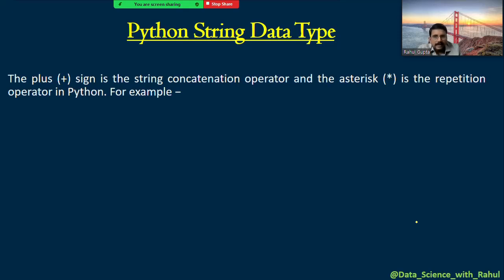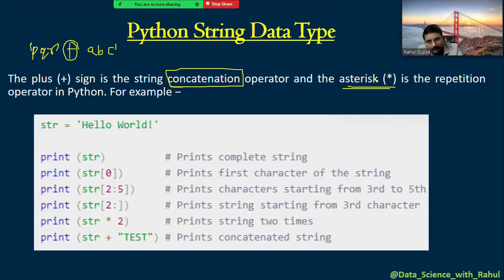So the plus sign in a string indicates concatenation. Concatenation means you are adding something. So I can add, let's say, PQR with plus ABC, like this. So this plus sign is indicating that add this. It's a concatenation. Asterisk is basically the repetition operator in Python. So let's see the examples directly.